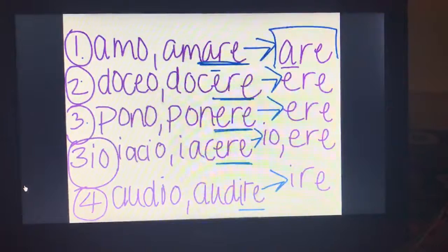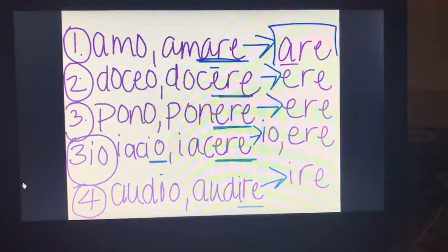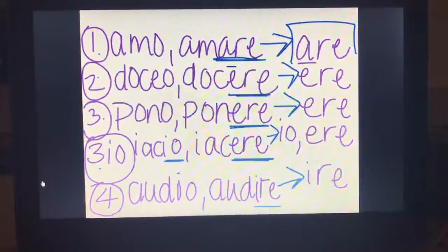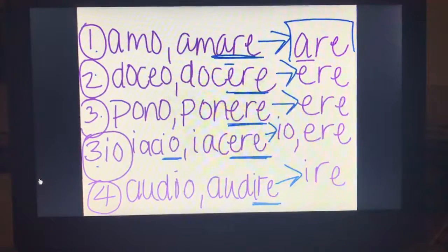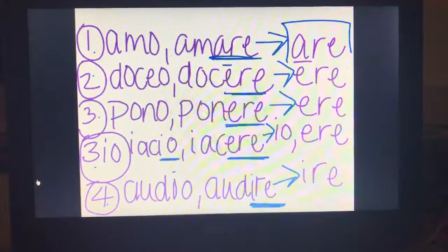Any verb ending in short E-R-E in the second principal part and an I-O in the first principal part is a third I-O conjugation verb. And finally, any verb ending in I-R-E in the second principal part belongs in the fourth conjugation.